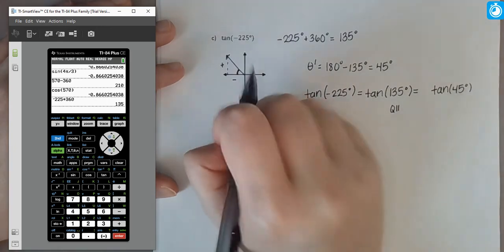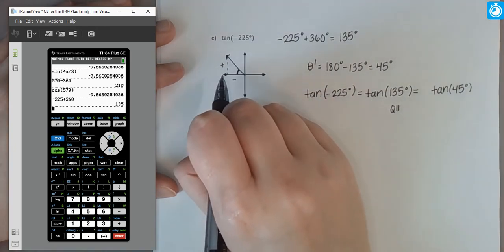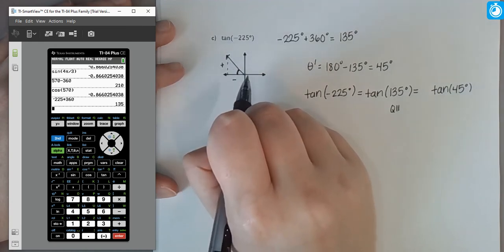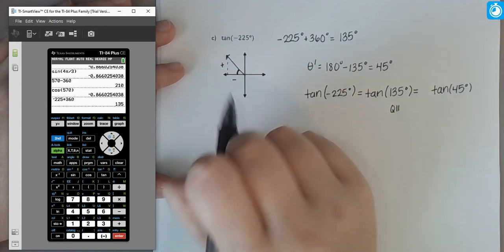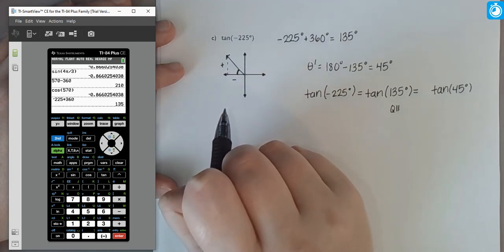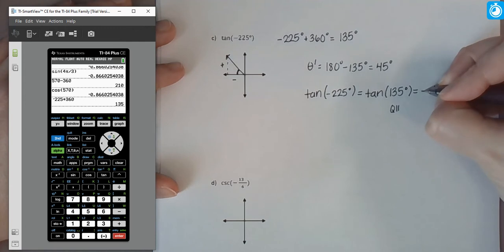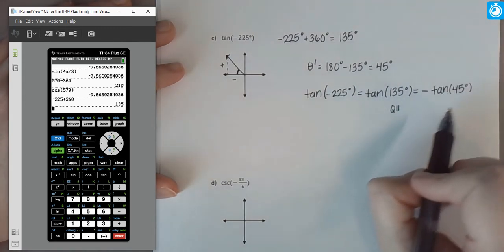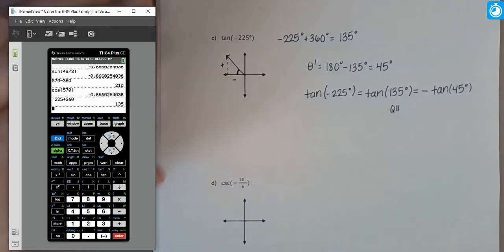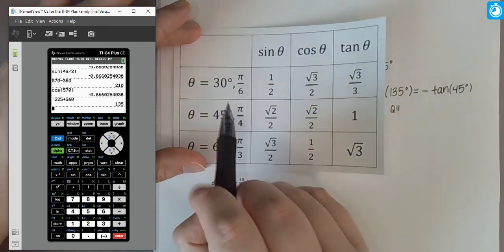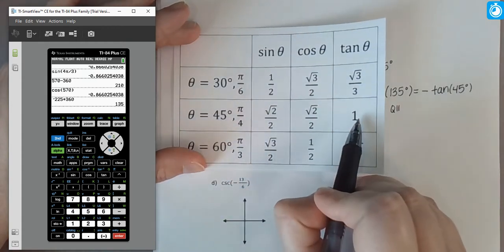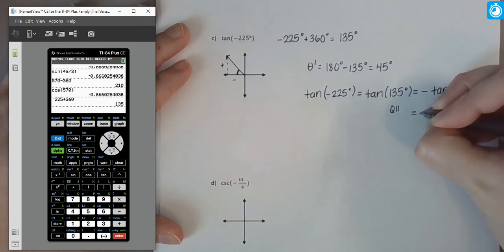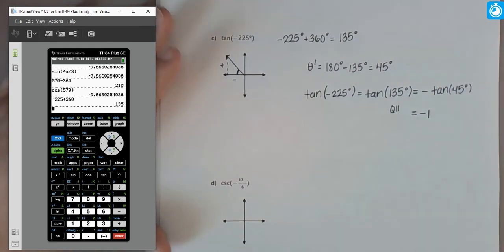Now, tangent is defined as our opposite over our adjacent. So if we were to take a ratio, it's going to be the y-coordinate divided by the x, which is positive divided by negative. Well, positive divided by negative is going to give us a negative. So that means, yes, we will have to adjust the sign again. So what is the tangent of 45 degrees then? Okay, here's our list. Here's 45 degrees. Our tangent has a value of 1. So that means our value for tangent is going to be negative 1.